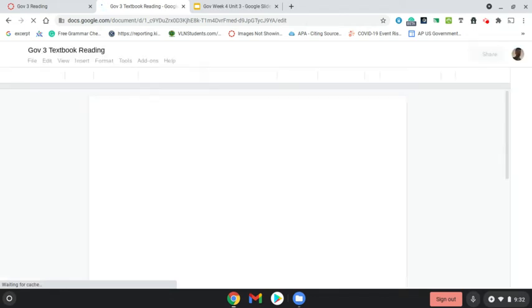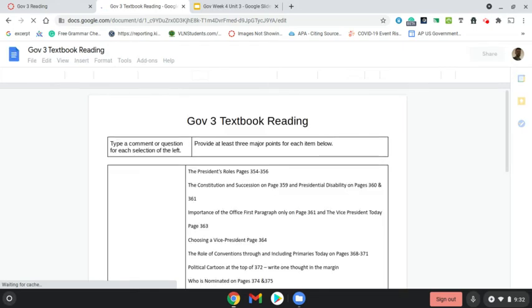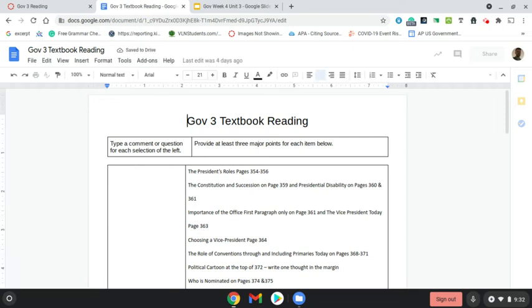And you can see each of the individual items that goes along with your textbook is on the right-hand side. So the President's roles on pages 354 to 356. And the next one is the Constitution and Succession on page 359. So just make sure you follow those specific instructions because you're not supposed to read the entire chapter, just those points. So each of those items, you would put 3 significant items.